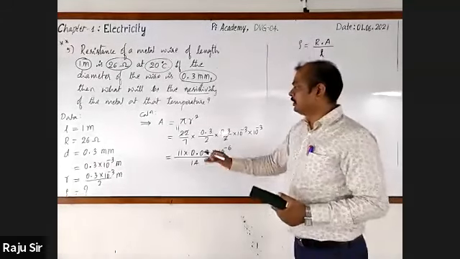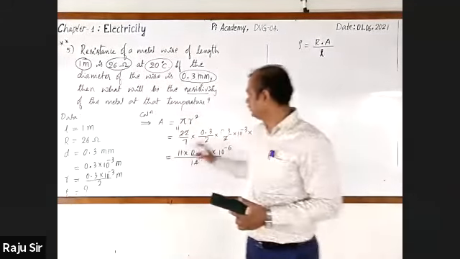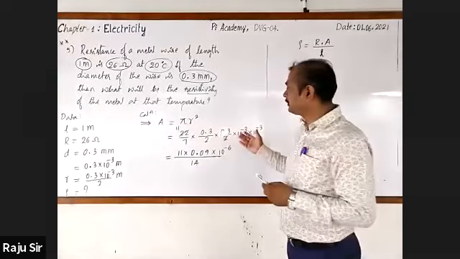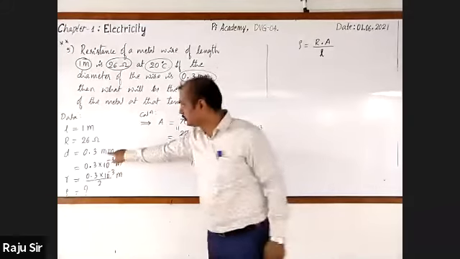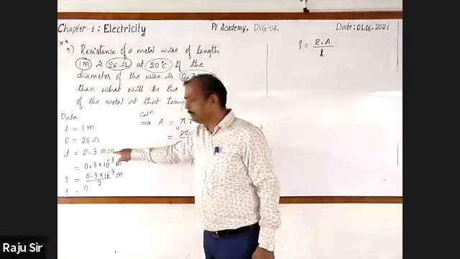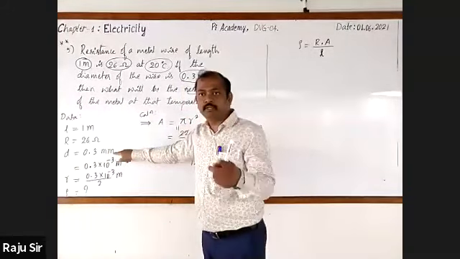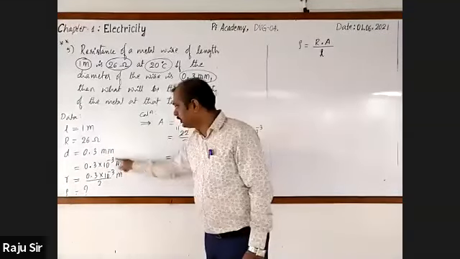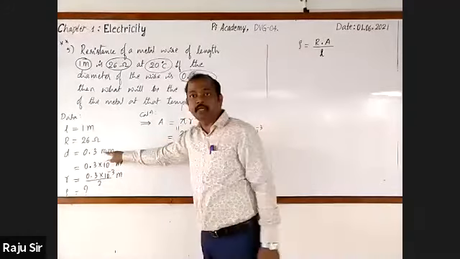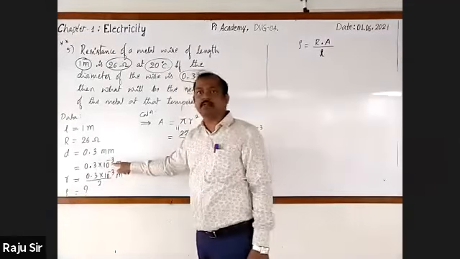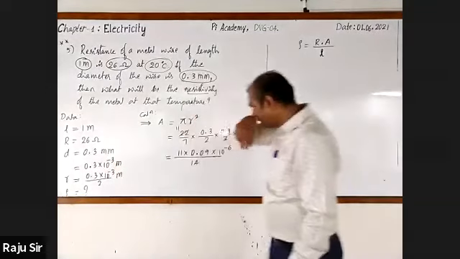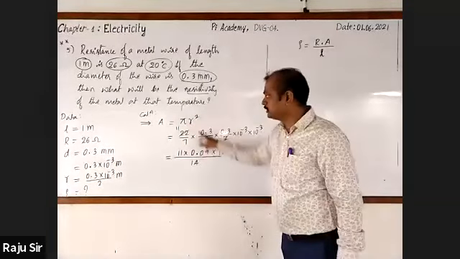Okay, I'll clarify that. A student is asking how 10 raised to the power -3 comes. Just I told you, it is in millimeter, but SI unit is meter. To convert this millimeter into meter, we have to take substitution for milli. Milli means 10 raised to the power -3. And here we have substituted.